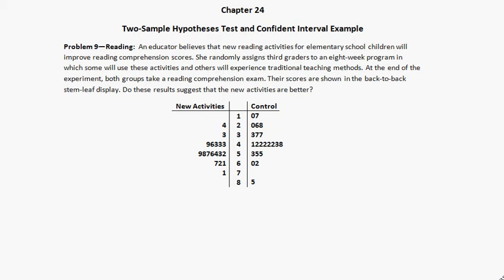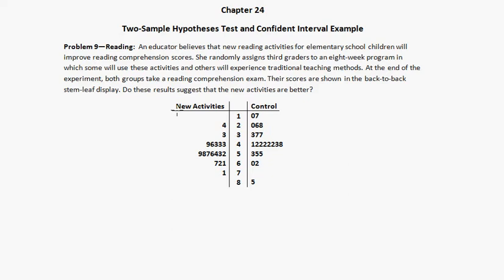This is problem 9 from chapter 24. And what we're going to do here is demonstrate a two-sample hypotheses test and then follow up with a confidence interval. Now, hopefully you've read the problem and you can see that what we have is a teacher that's using two different techniques to teach students how to read.